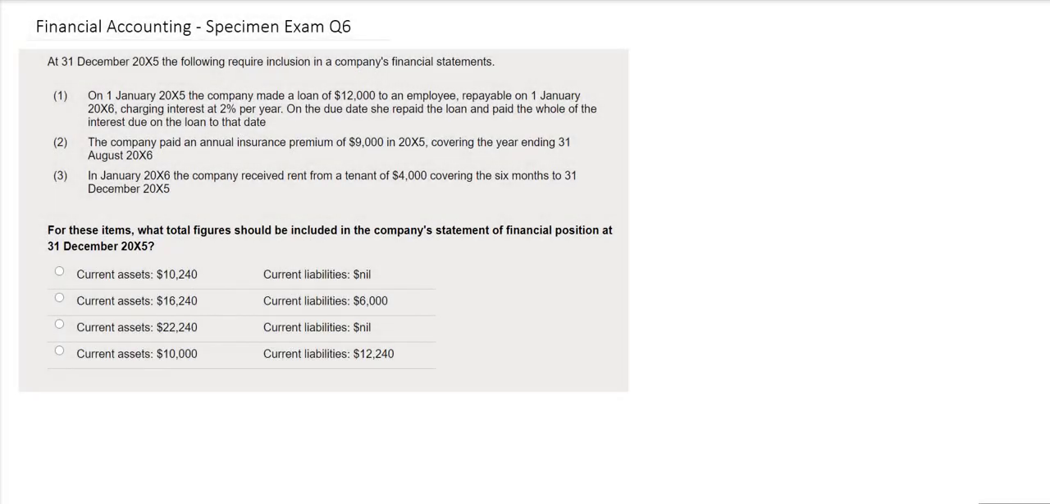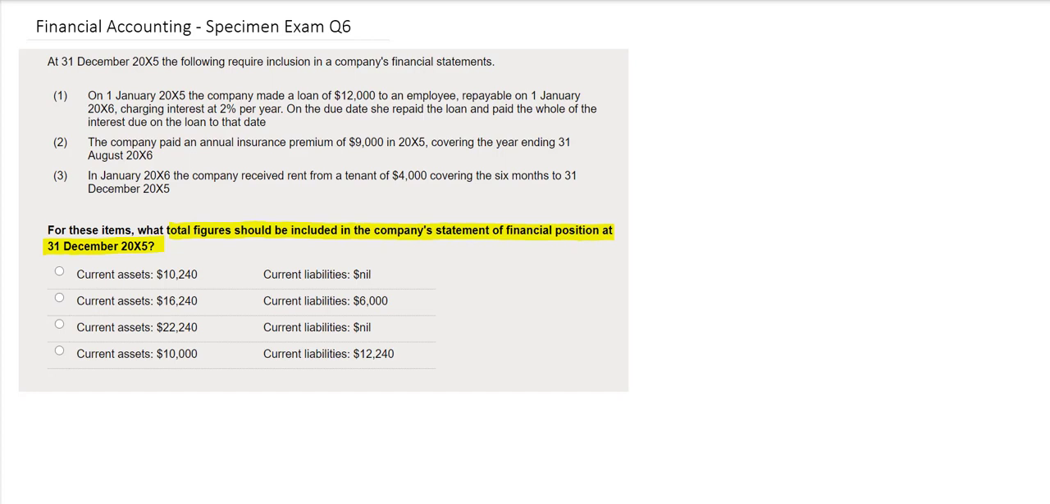In this question, we are being asked to identify the total figures that should be included in the company's statement of financial position at the 31st of December 20x5. We can see from the options available that we are looking for the current assets balance and the current liabilities.